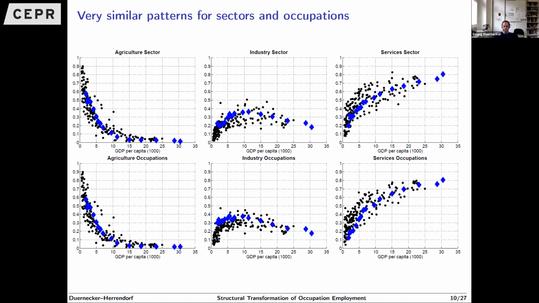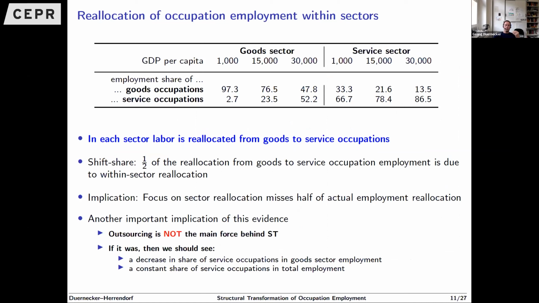Okay, so to address the point of how the occupational employment looks within sectors, in order to get a better understanding of the composition of occupational employment within sectors and also how that changes with structural transformation, we compute the employment shares of occupational employment within each sector. And here we collapse the industry and the agricultural sector into the goods producing sector. So before we had 3 sectors, now we work with 2 sectors. The goods sector now comprises the industry and the agricultural sector.